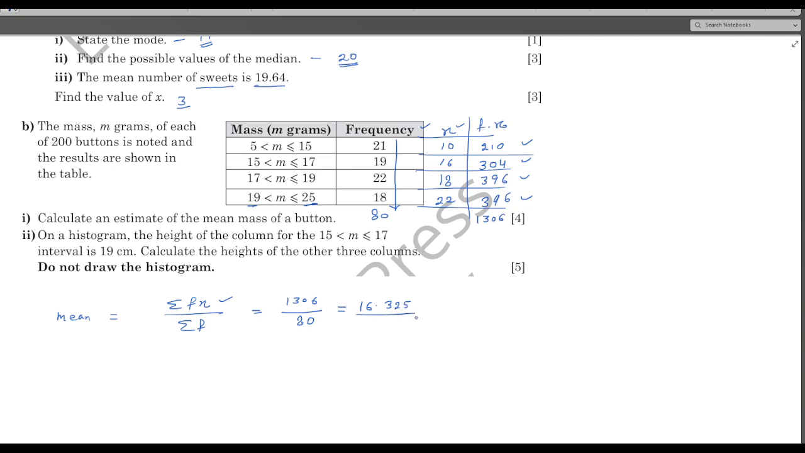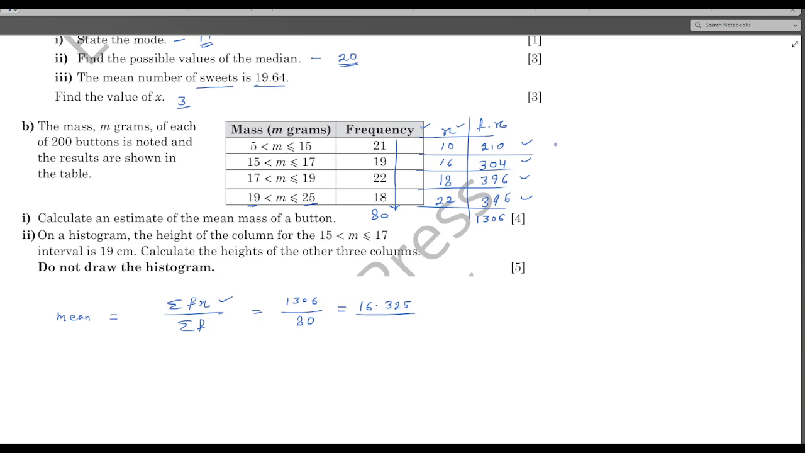So 16.325 is your mean. Calculate an estimate of the mean mass of the button. Now, on a histogram, the height of the column for the 15 to 17 interval is 19. Calculate the height of the other three columns. Okay. Do not draw the histogram.